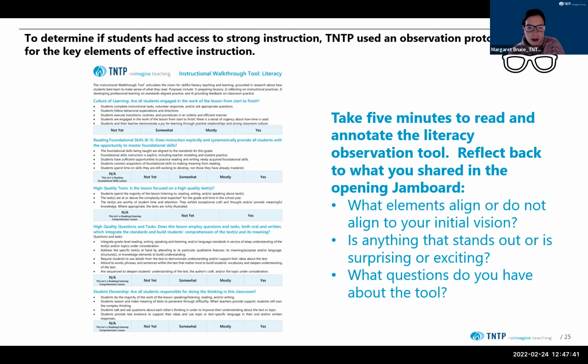Rhiannon, I don't want to put anybody on the spot, but I want to name that my group did have some really thoughtful questions. So if anyone wants to come to the mic, I would definitely encourage you to do so.